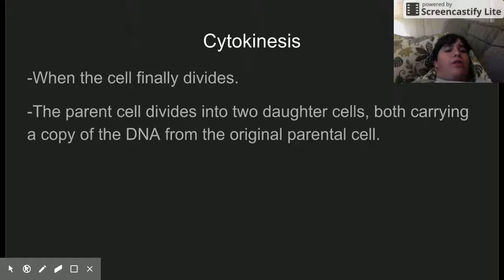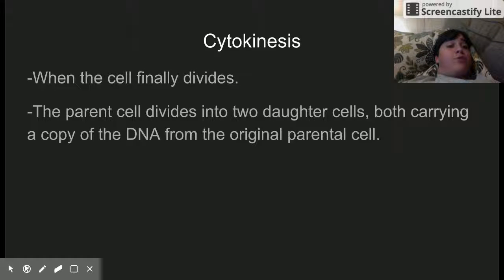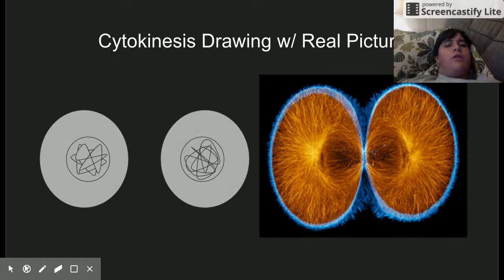In cytokinesis, this is when the cell finally fully divides. When the parent cell divides into two daughter cells, they both carry a copy of the DNA from the original parental cell. This is my drawing on the left with my real picture on the right. As you can see, they've split.